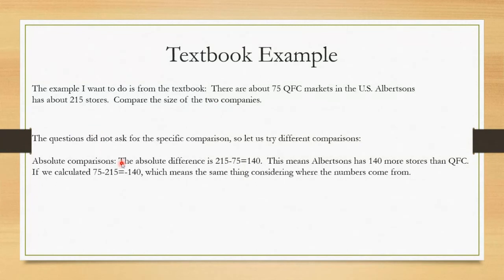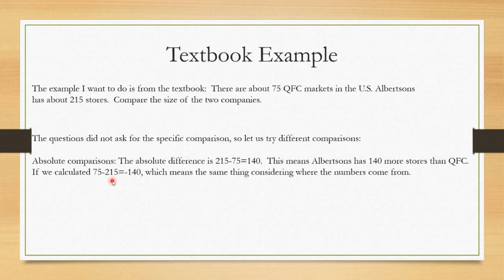For one, if we did an absolute difference like this, so if we had Albertson as the ending quantity and QFC as the starting, then the difference would be 140. So in this case, Albertson has 140 more stores than QFC. But what if I mixed up the numbers? What if I did this? That's okay. It really means the same thing. You just have to know where the numbers are coming from. So in this case, it's the exact same interpretation. I'm not done with the example yet, but I thought this was a little bit different, so that's why I'm doing this.